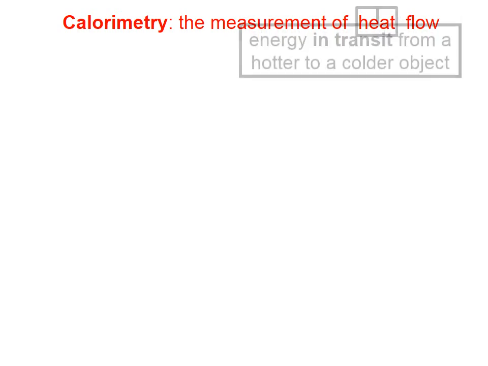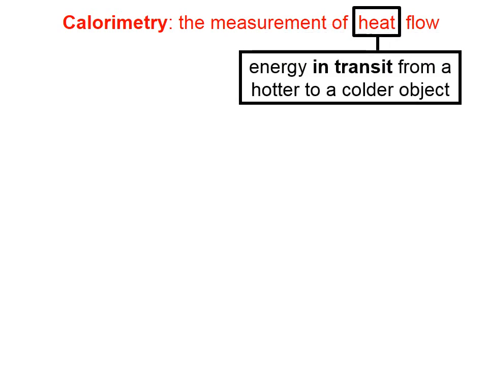Calorimetry is the measurement of heat flow, and heat, in science, we define as energy in transit from a hotter to a colder object. If we have a vat of boiling water, in science we don't say, wow, that water has a lot of heat. We would say, that water has a lot of internal energy.